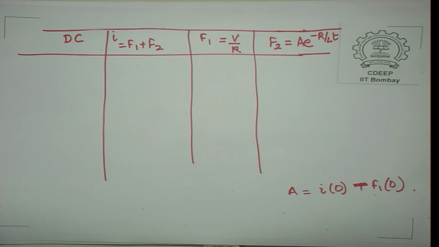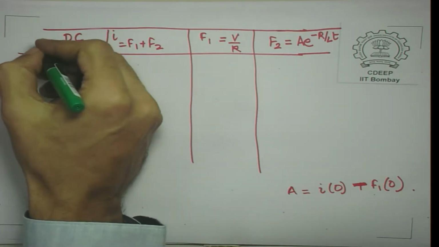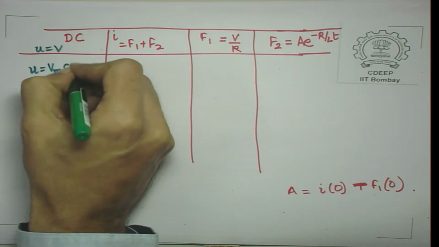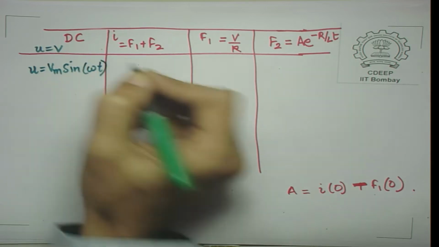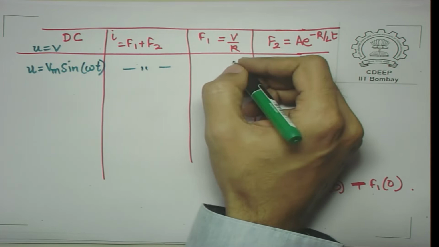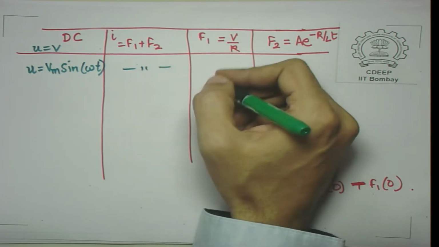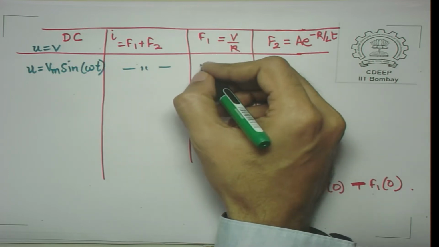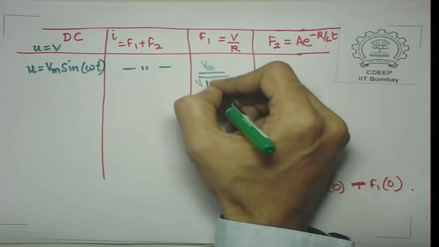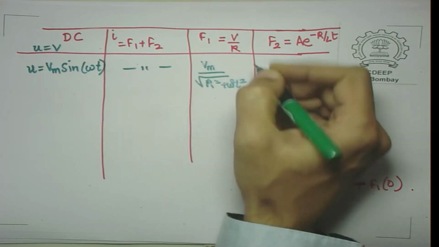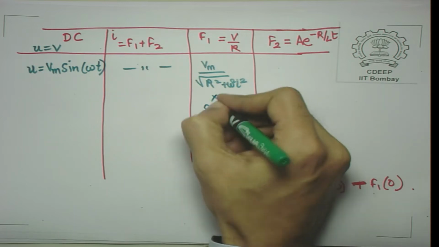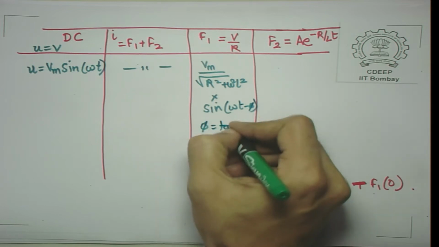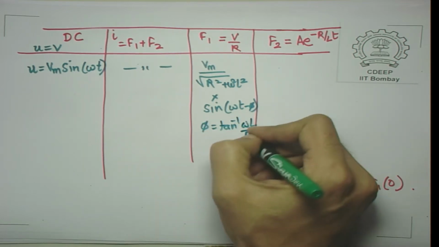In case we have got AC, let us say the input U is equal to Vm sin omega t, the response is similarly given by F1 plus F2, where F1 is the sinusoidal steady state response, Vm by root of R square plus omega square L square into sin of omega t minus phi, where phi is equal to tan inverse omega L by R.